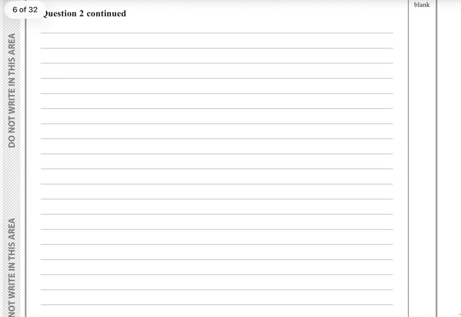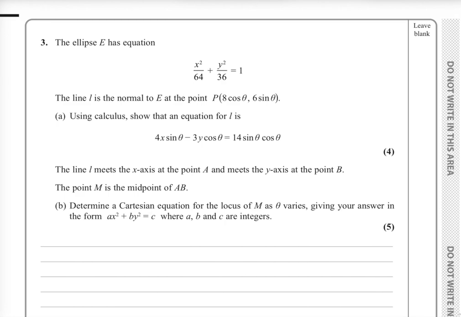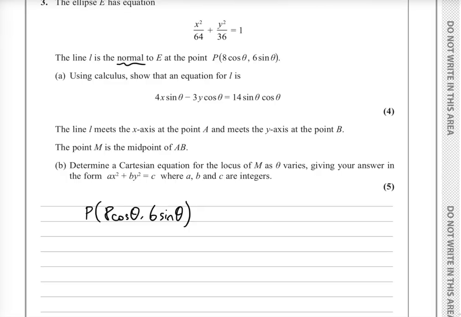On to question number 3. Here we've been given the equation of ellipse E. The line L is the normal to E at the point P. Using calculus, show that an equation for L is this. So we're using this point P, 8 cos theta, 6 sine theta. Take note it's the normal, not the tangent. And our equation is x squared over 64 plus y squared over 36 equals 1.